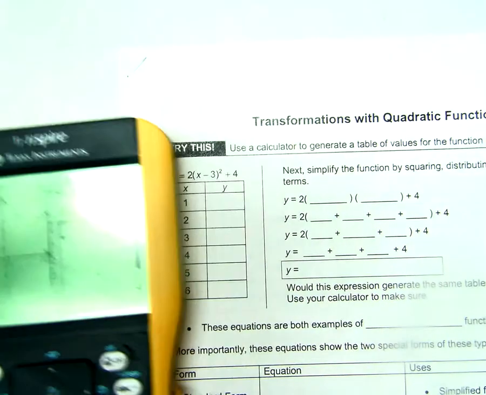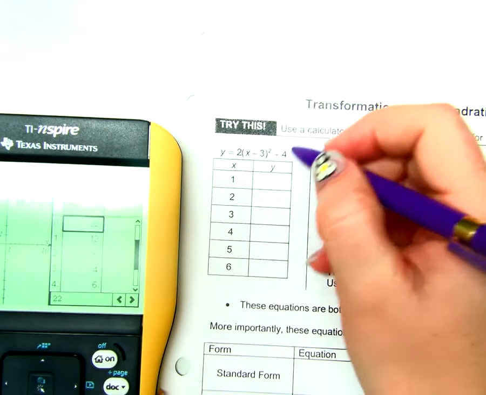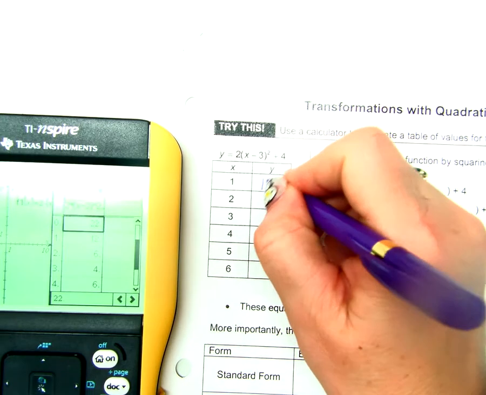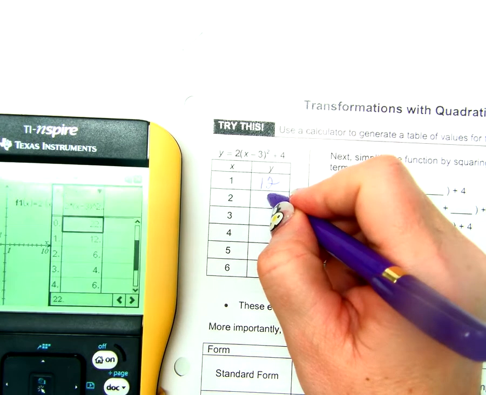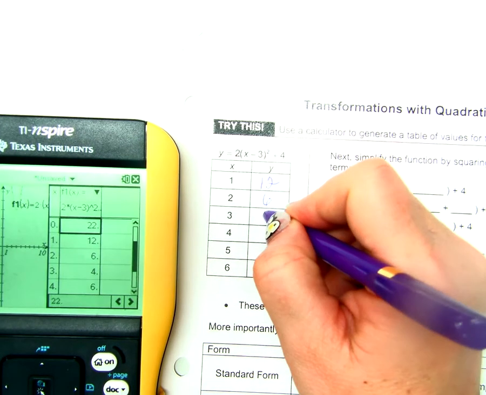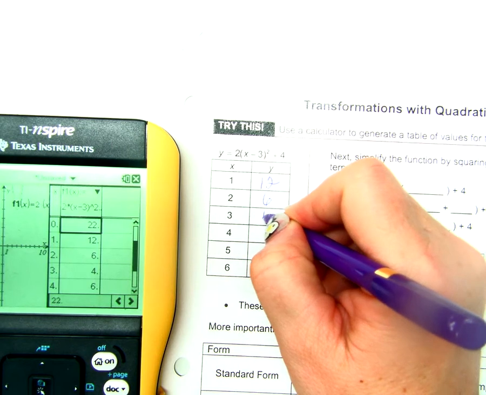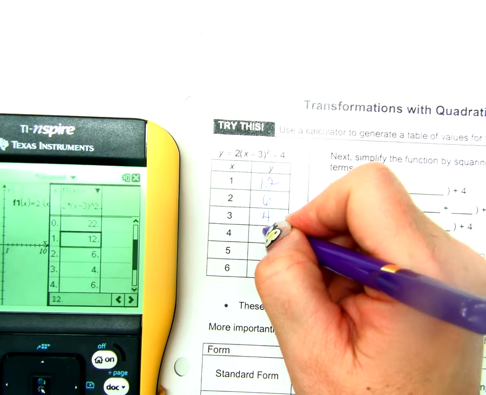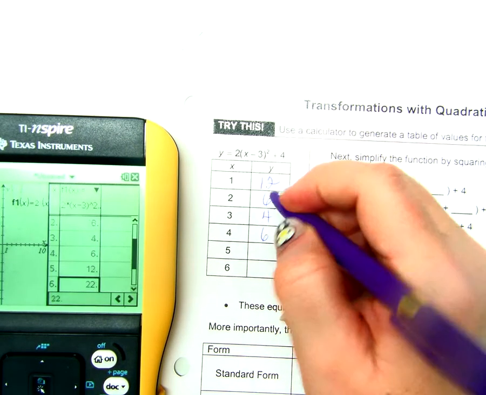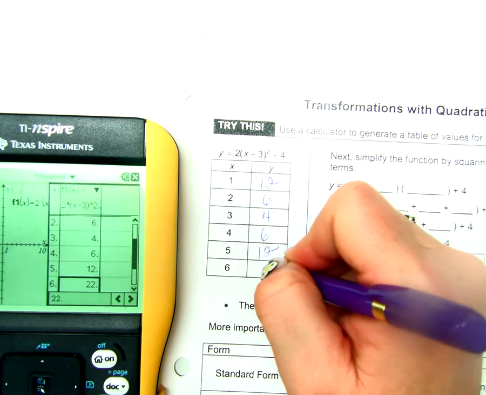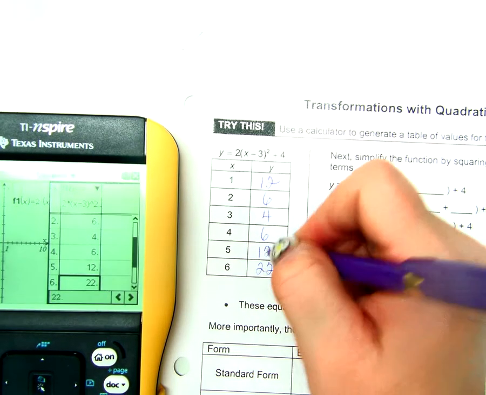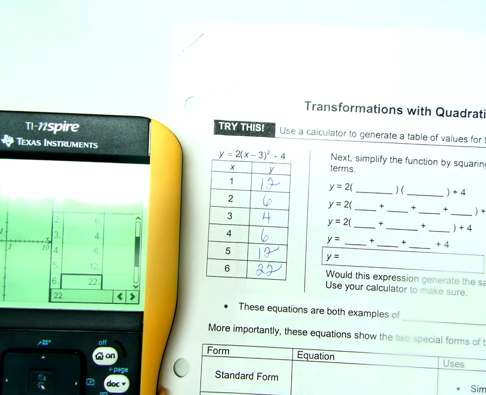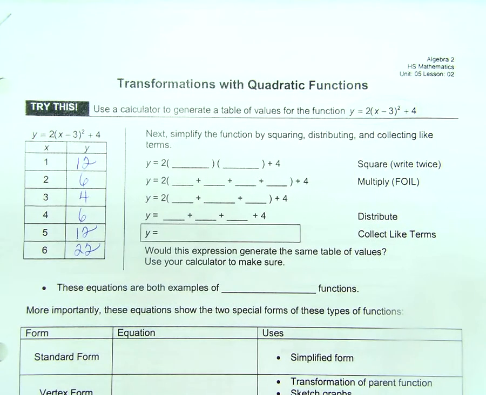What do you see? When x is 1, y is 12. When x is 2, y is. When x is 3, y is 4. When x is 4, y is 6. When x is 5. And when x is 6, 22. Control T opens up a table for you.